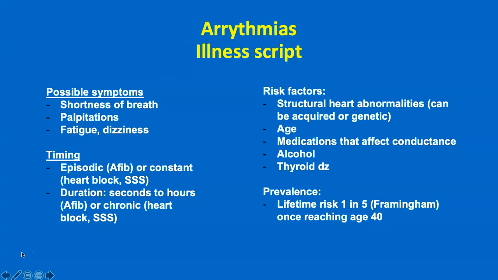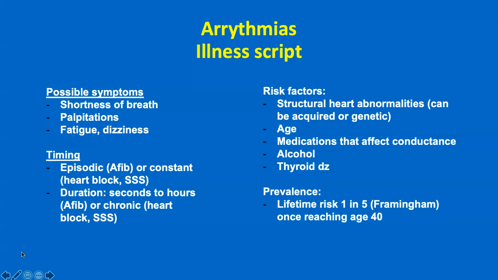Next is diseases of the conduction systems. This is any kind of arrhythmia. The symptoms and the illness script are going to depend on what exactly the arrhythmia is, but you'll often hear about shortness of breath, palpitations, or patients sometimes call it a heart flutter, along with fatigue and dizziness due to decreased cardiac output. The timing of arrhythmias is oftentimes episodic for atrial fibrillation, or it can be constant for diseases like heart block and sick sinus syndrome. And the duration will also vary. It can be from seconds to hours for AFib, but it can be more chronic for heart block and sick sinus syndrome.